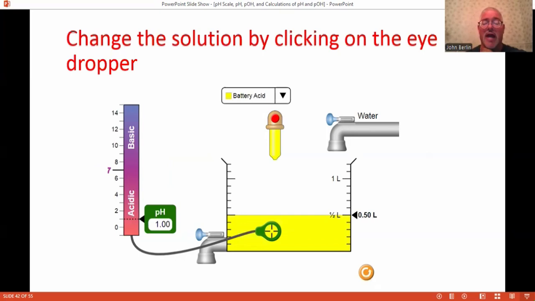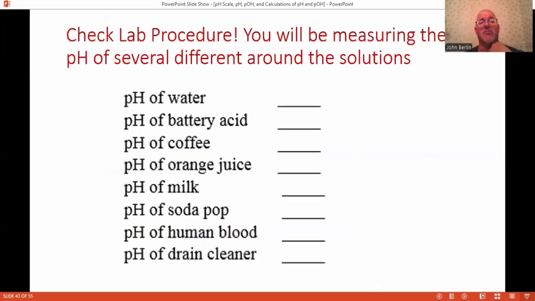So in this case here, we're going to add battery acid. And you notice my little tester is there, and it says it's a pH of 0. So you're going to go through multiple ones. I want you to measure the water, the battery acid, the coffee, orange juice, milk, soda pop, human blood, and drain cleaner. The good thing about simulations like this is you don't have to worry about cleanup. And if you mess up anything, it's quick to go back and check again. So make sure you get all those and answer the questions.